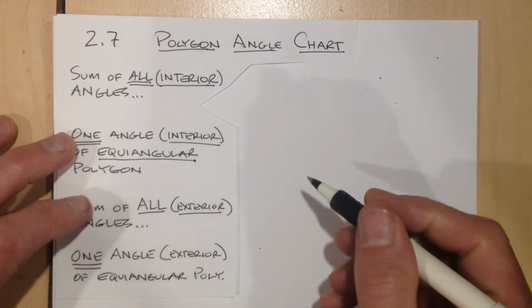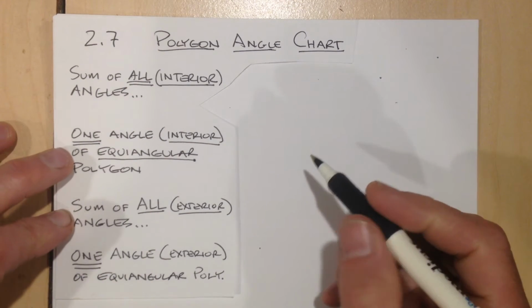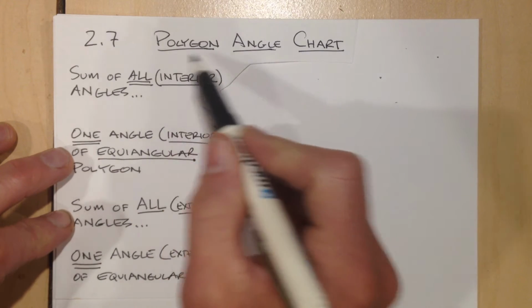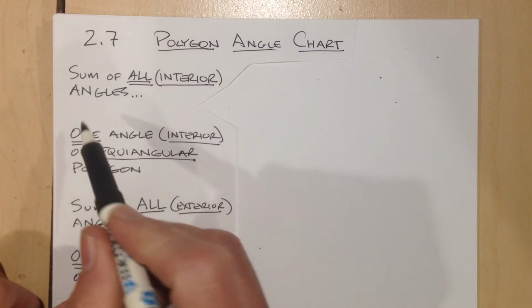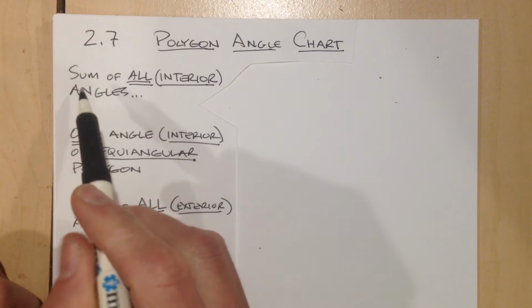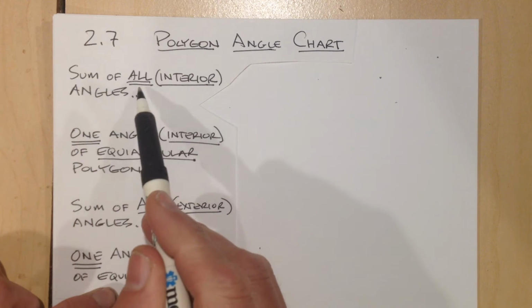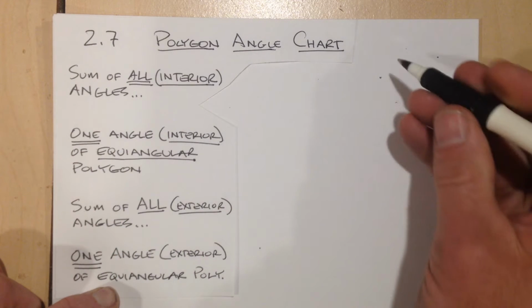Okay, I am making a quick helpful video here to make it easier for you to fill in the polygon angle chart found in your reader. Be super clear about what is going on in terms of these questions. We are trying to find the sum, that's the total of all the interior angles of a polygon, right?